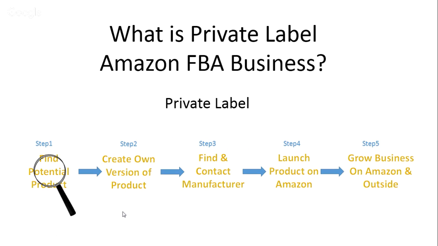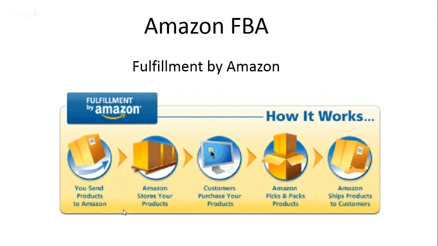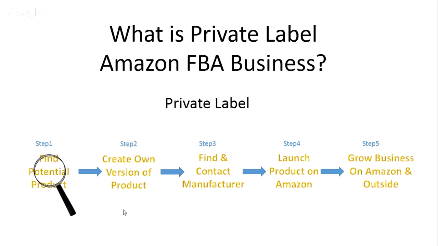So, in this step two, create your own version of the product. Is it absolutely necessary that you create a new version, or maybe the manufacturer itself is making a product that is quite unique, and you feel that yes, this has good potential to sell on Amazon? In that case, would you want to change anything, or how does it work?